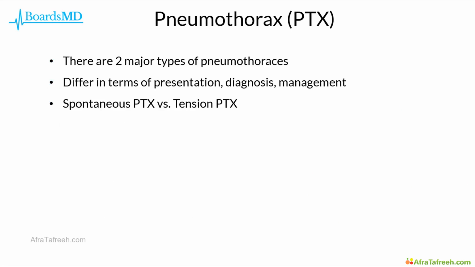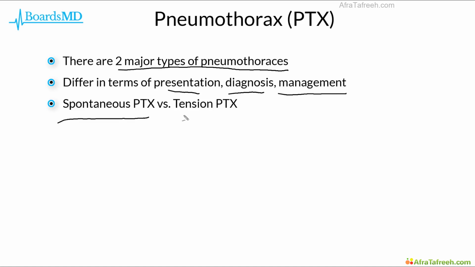Next up, we have an extremely high-yield discussion of the pneumothorax. It should be noted, however, that there are two major types of pneumothoraces, and these pneumothoraces differ in terms of their presentation, as well as how we diagnose them on our chest x-ray and how we manage them. These two types of pneumothoraces are the spontaneous pneumothorax and the tension pneumothorax, and we will now go through each of these in detail.